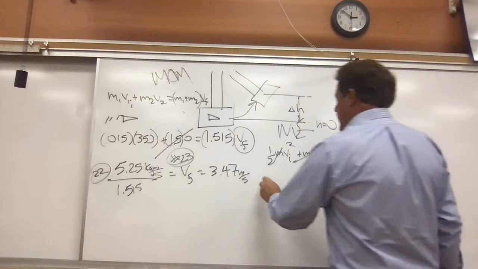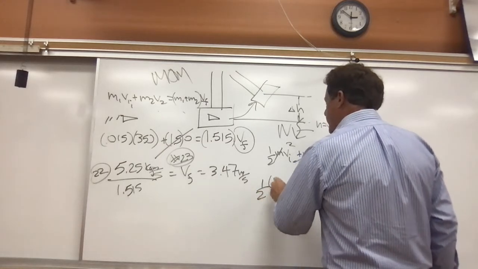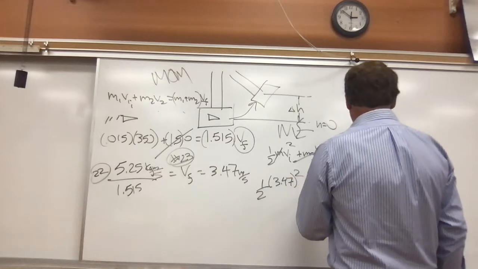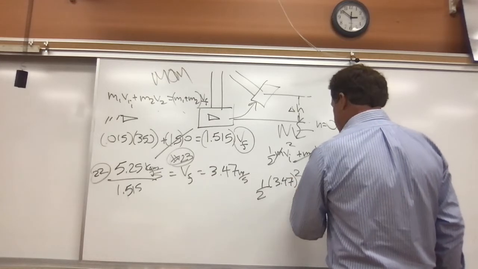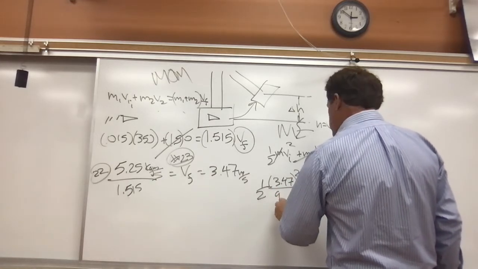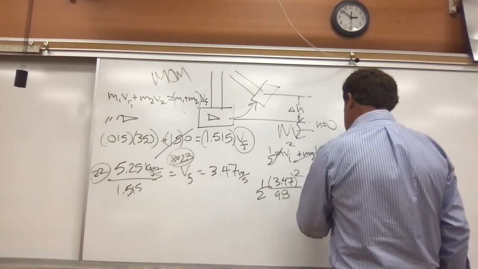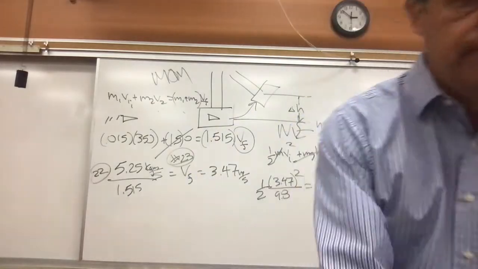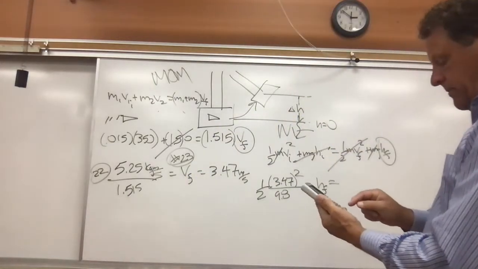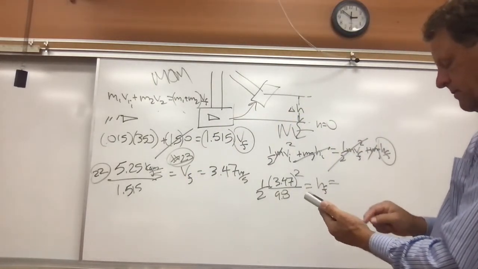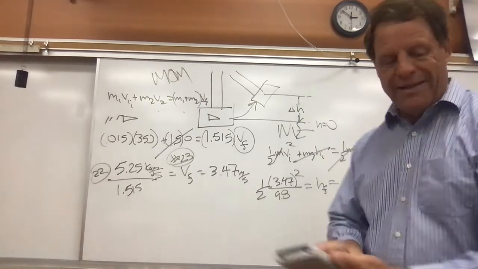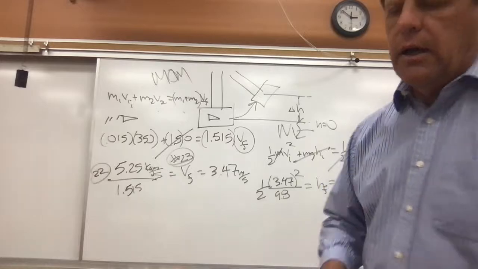And we're going to have 1/2 of 3.47 squared, and that's going to be divided by g, which is 9.8, and that's going to be our h final. And that's going to give us 0.61.